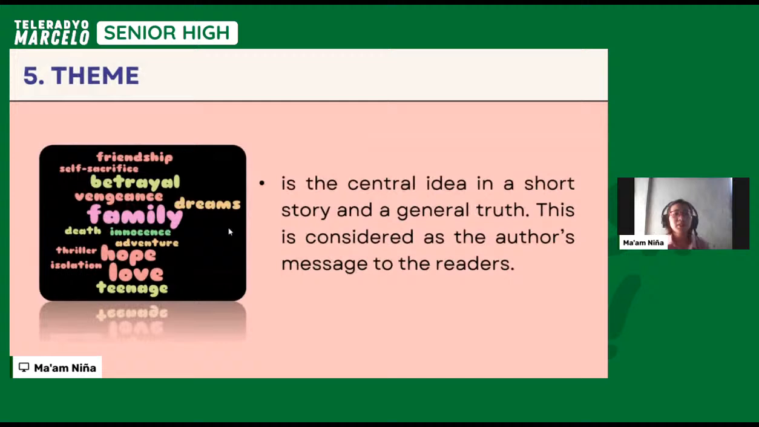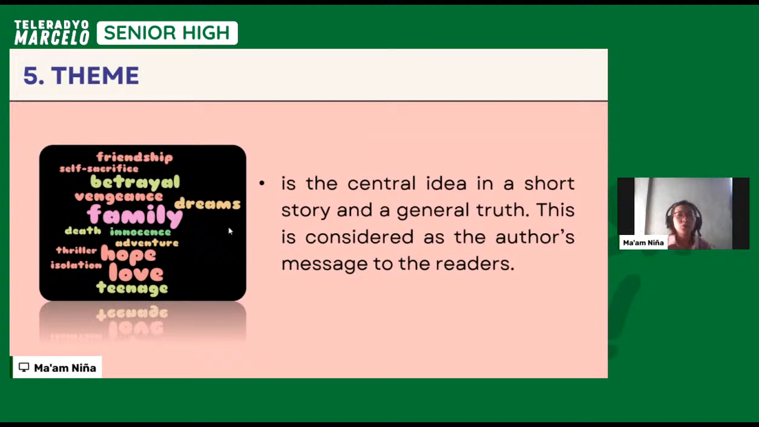The fifth element is the theme. So it is the central idea in a short story and a general truth. This is considered as the author's message to the readers. So when I asked you earlier what the story is all about, I am pertaining to the theme. And you answered pursuing dreams. So that is the theme of the story.